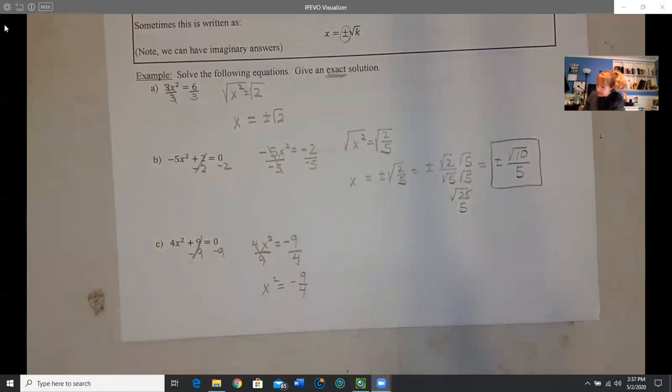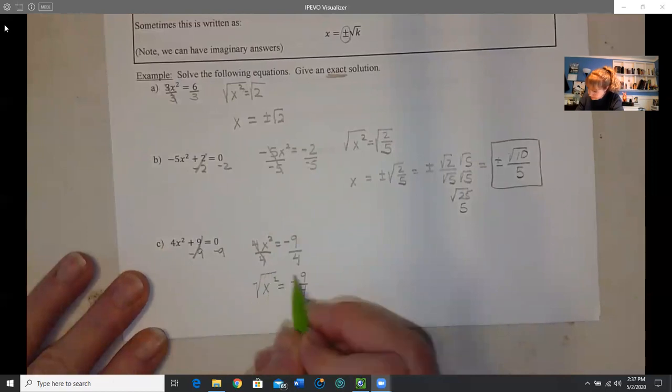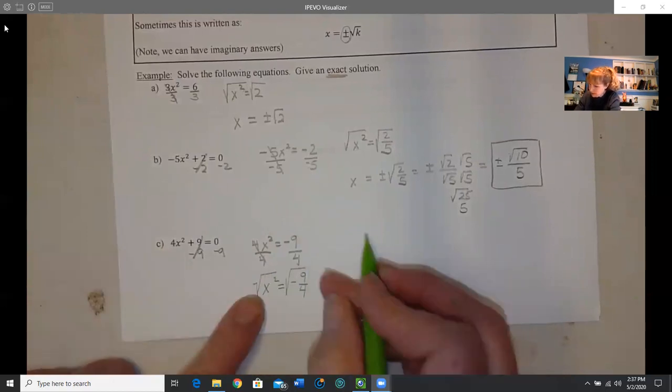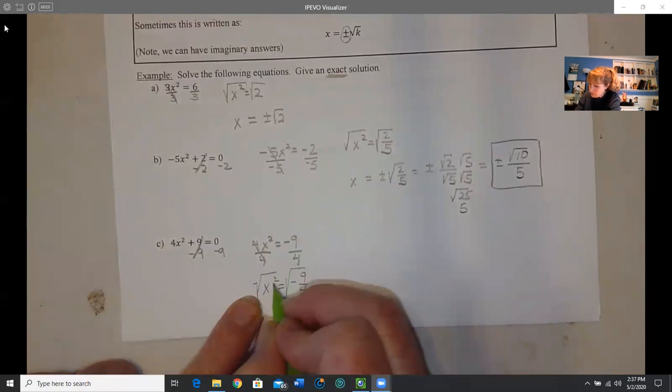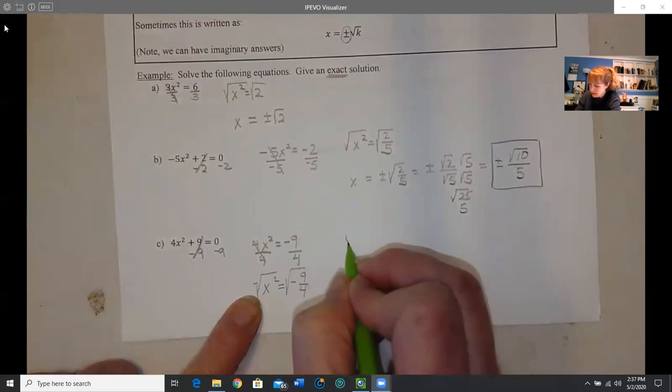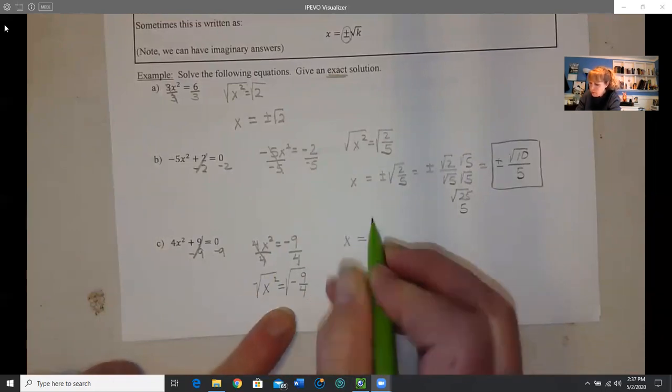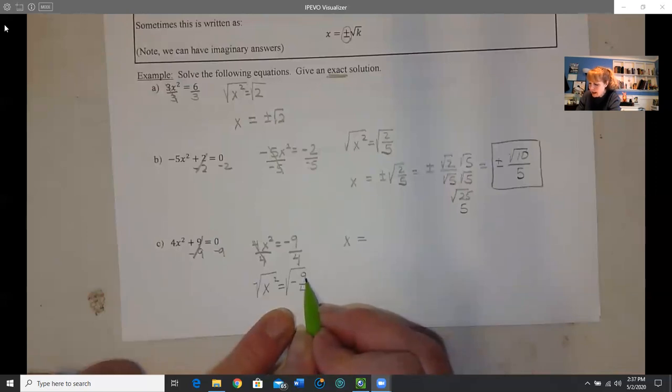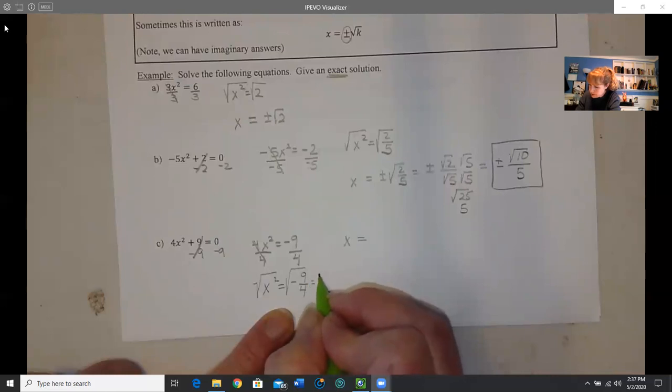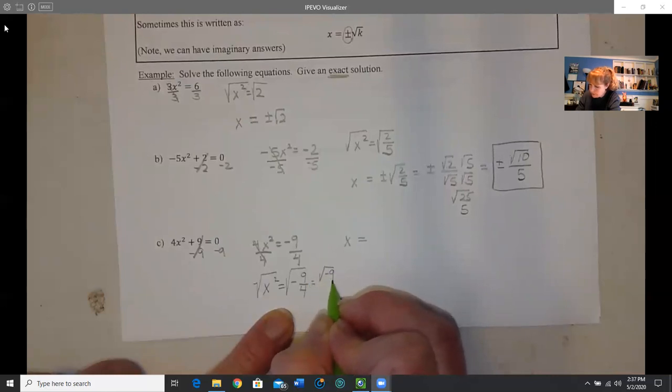So then we take the square root. So we're going to have the square root of x squared, I'm going to move it up here, is x. But what about the square root of 9 over 4? Well, this is the square root of it. We'll put the negative with the 9.